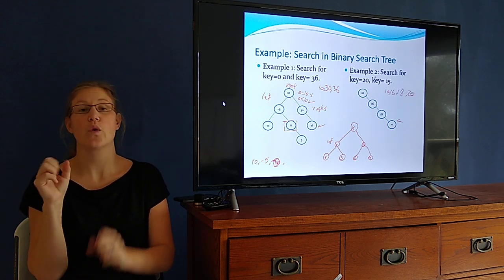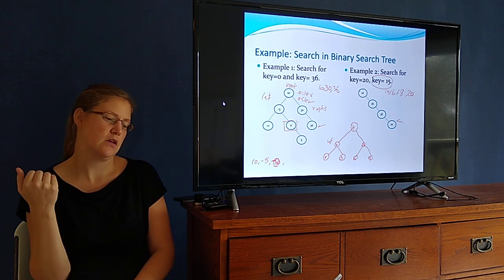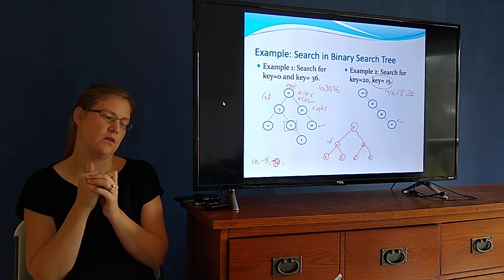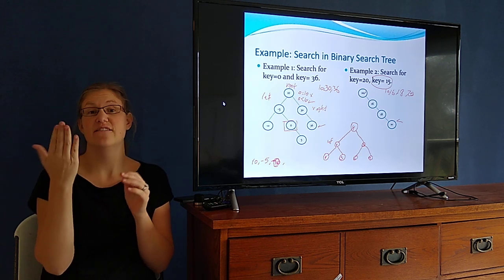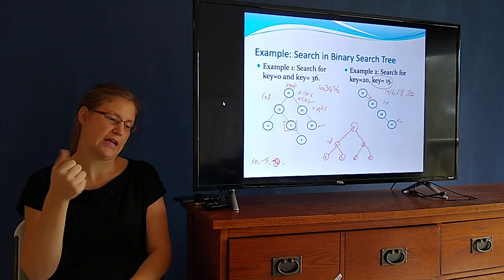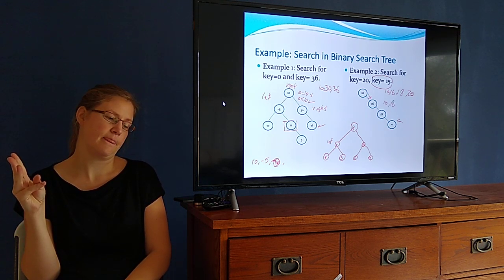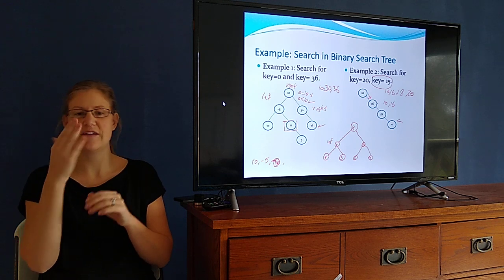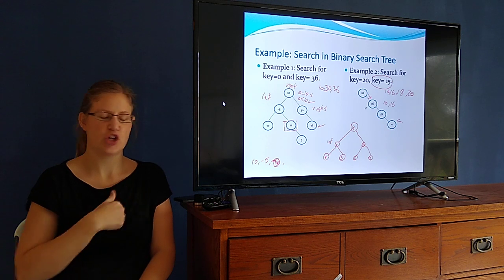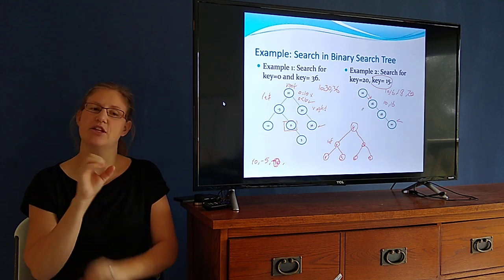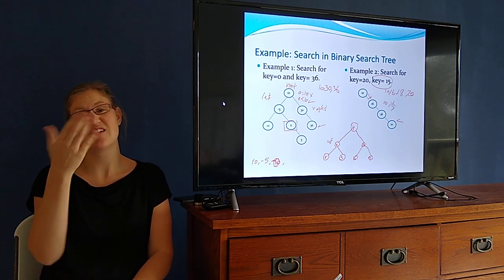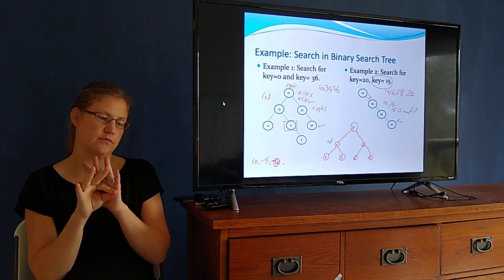How about key 15? Is 15 equal to 10? No. Less than 10? No. Greater than 10? Yes. So we will go from 10 to 16. Is 15 equal to 16? No. Is 15 less than 16? Yes. So go to the left subtree, but there is nothing. So we have visited only 10 and 16, but the node 15 is not found. Okay.